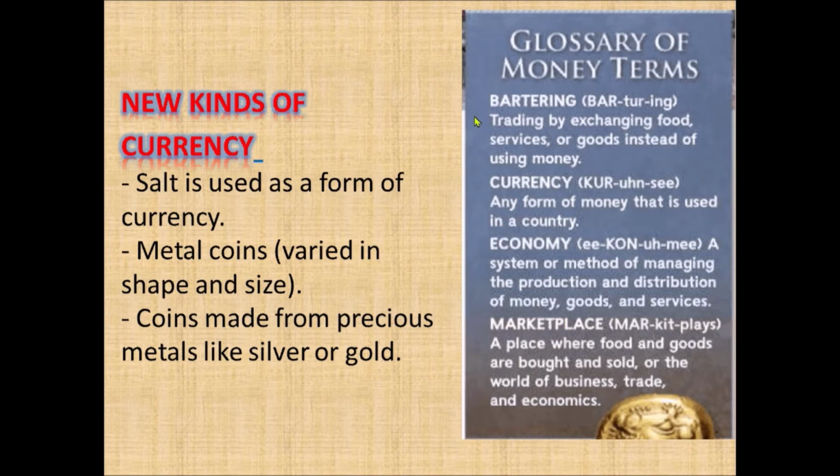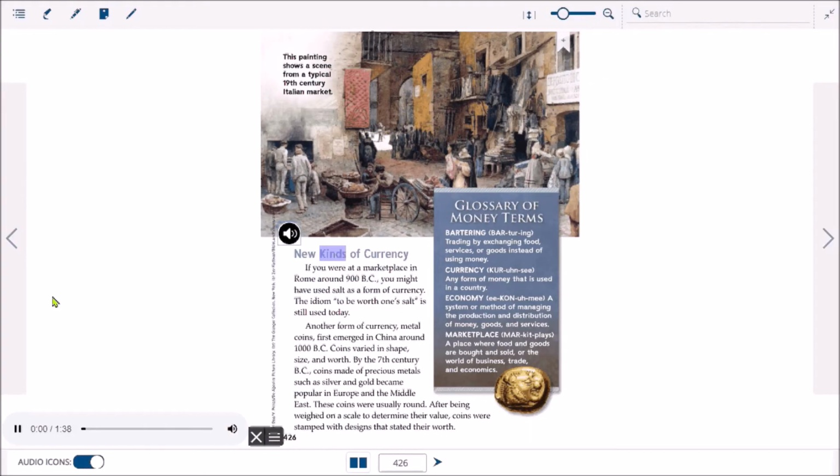New kinds of currency. Salt is used as a form of currency. This is one kind. Another one, metal coins. These metal coins varied in shape and size. They have different shapes and sizes. Coins made from precious metals like silver or gold.